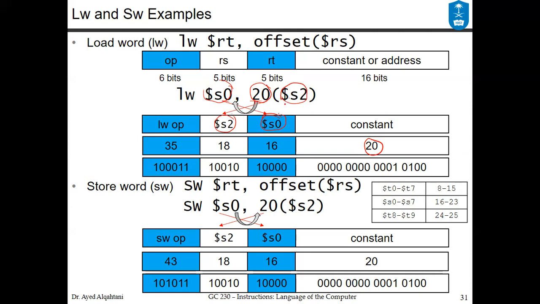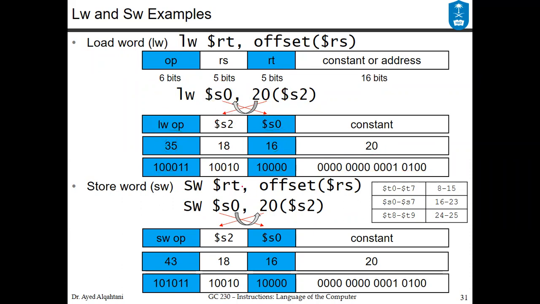After you load from the memory, or you read from the memory, you put it in this register, which is S0, and you need the opcode of the load. You go to the table and you find that the opcode is 100011, which is the decimal 35. We know that the S2, since S0 is 16, S2 must be 18, and S0, as we said, is 16. The 20 in binary is this way, 16 is this way, 18 is this way, and we got the machine code of the load word, which is this instruction.